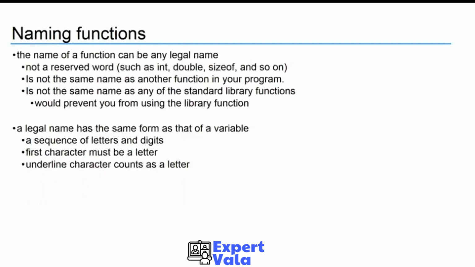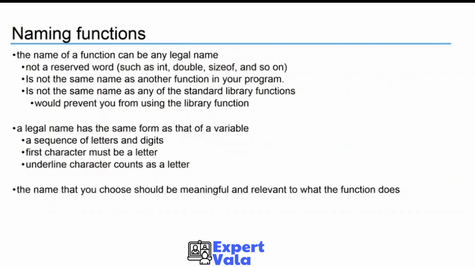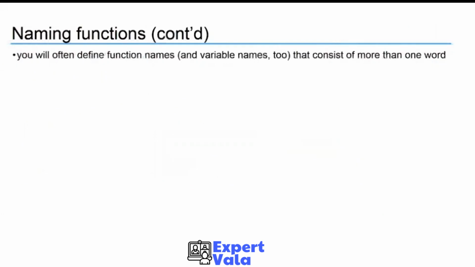A legal name is the same as for a variable: a sequence of letters and digits to start off. The first character has to be a letter, and the letter can be an underscore. You can't start function names with numbers or any kind of weird characters. The name that you choose should be meaningful and relevant to what the function does. I said this already, I am repeating it for emphasis. Meaningful names are very important. You will often define function names and variable names that consist of more than one word.